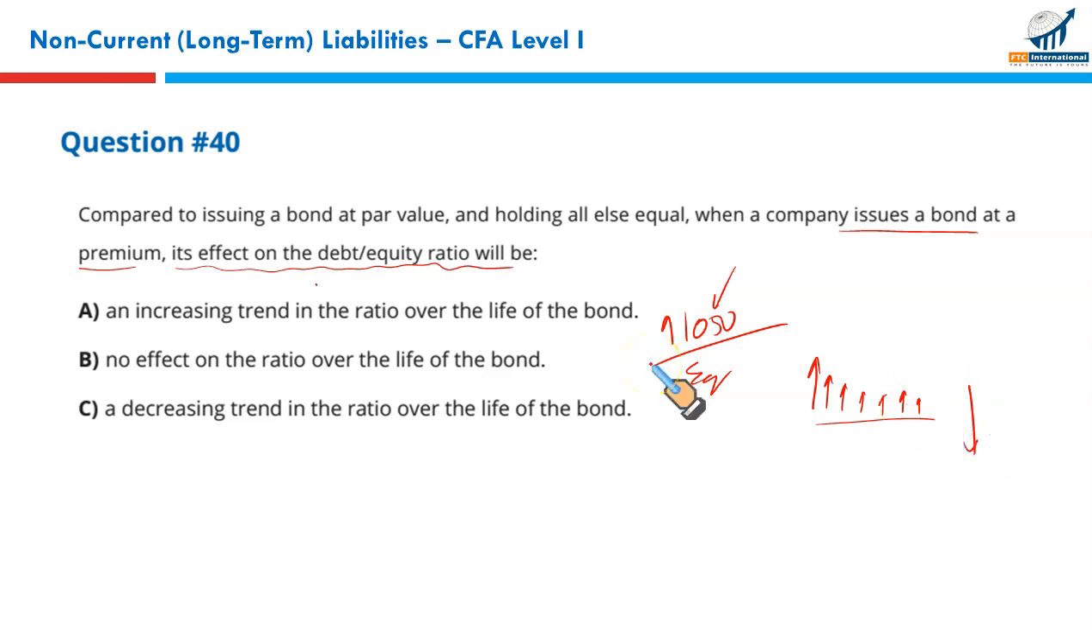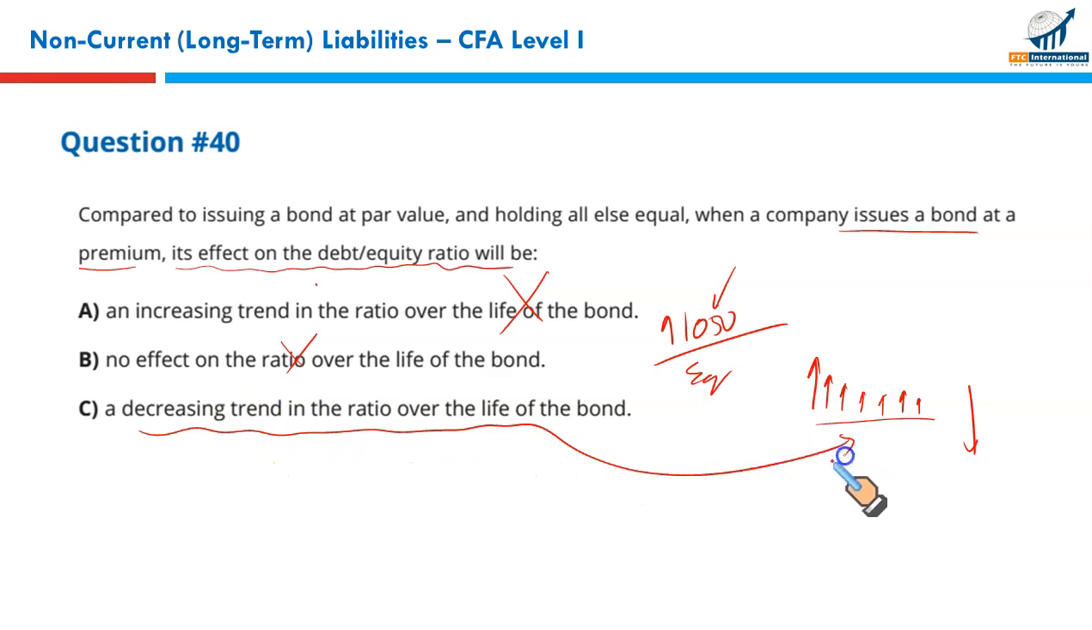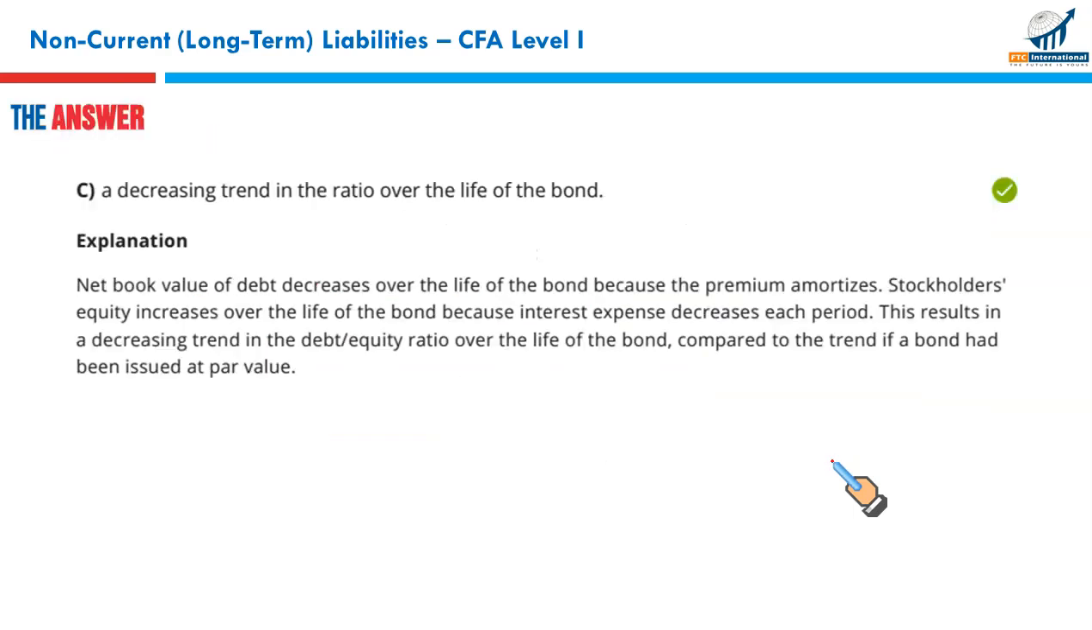So what would be the right option then? An increase in trend in the ratio over the life of the period? No. No effect? No. A decreasing trend in the ratio over the life of the period. Just because the premium amortization will reduce the carrying value of the bond, so that makes C to be the correct option.